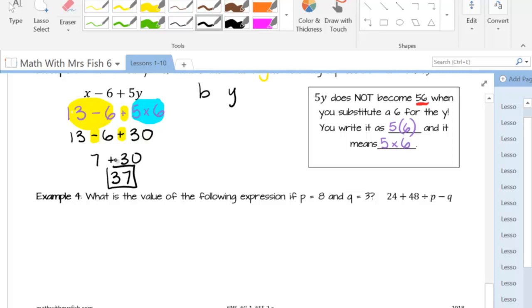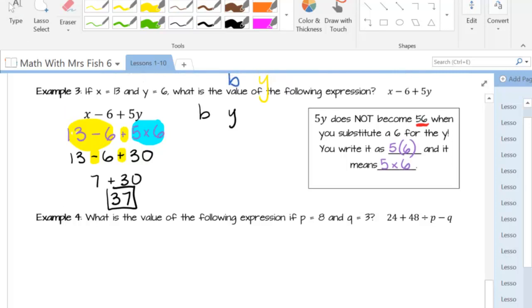We just evaluated. We put a value in for the x, we put in a 13, we put the value 6 in for the y, and then we consider the value of the whole expression. And this is an expression. You'll notice I didn't even use any equal signs on this. We just kind of worked our way down.